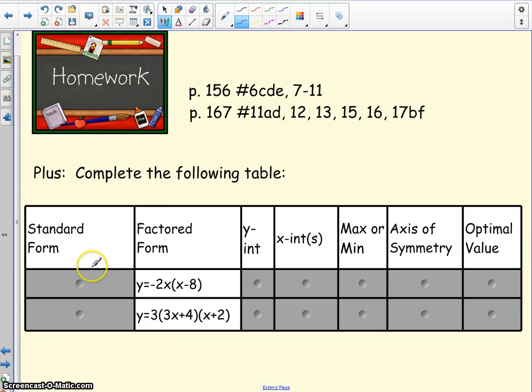Primarily, I want you to start with completing this table here. So I've given you two equations in factored form. I want you to find the equation in standard form, then find all these features of the graph as well. And you should be able to do most of what's on page 156 and 167 right now as well.